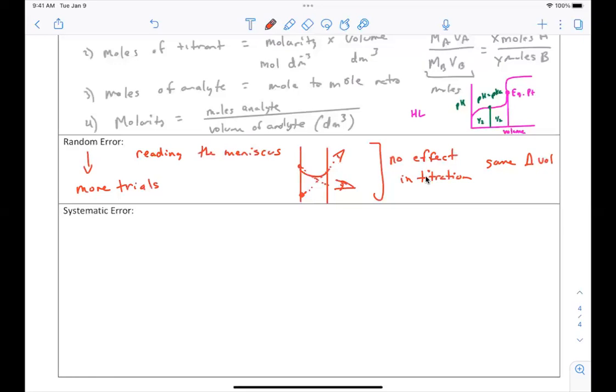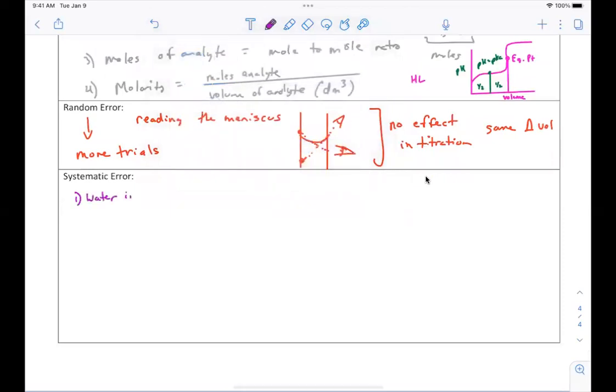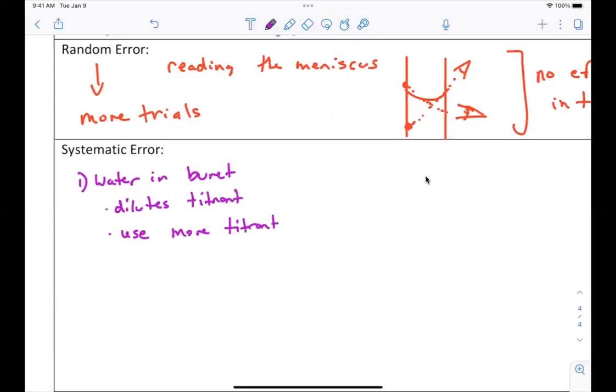Systematic error is, I have something wrong in my procedure, so I have to figure out what's wrong. Okay, so we said a couple of these in our discussion ramping up to this. One, water in the burette. I'm going to talk to you about more specifically how this affects data, because that's what you're really tasked to do on paper 3. Water in the burette dilutes the titrant, so therefore you have to use more titrant, and so therefore the molarity of the analyte goes up.